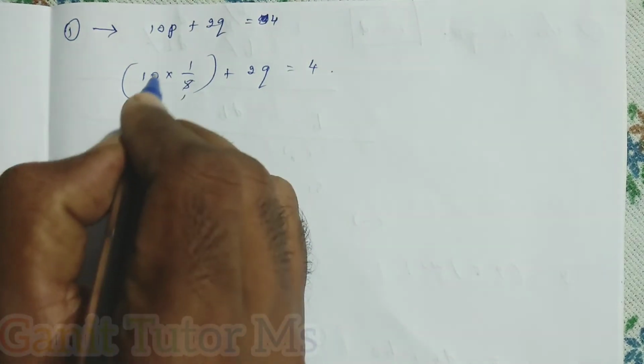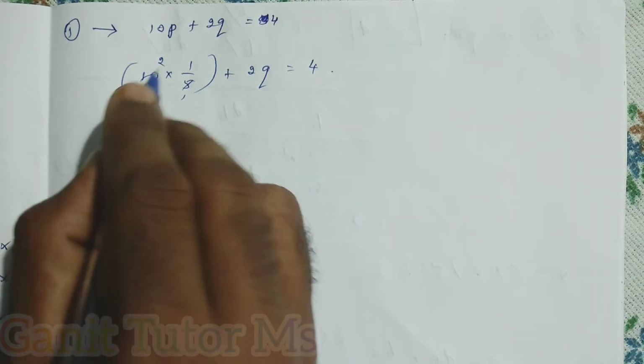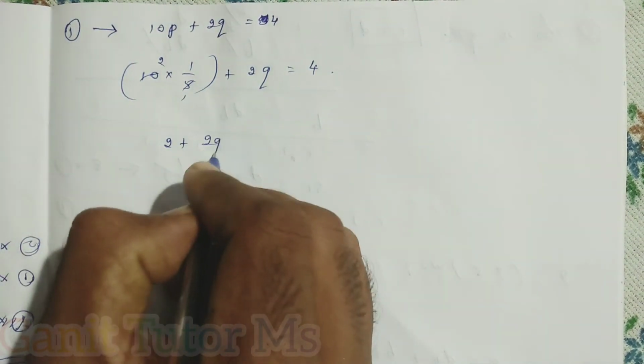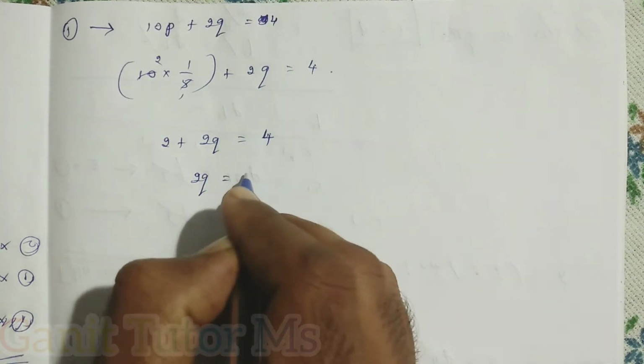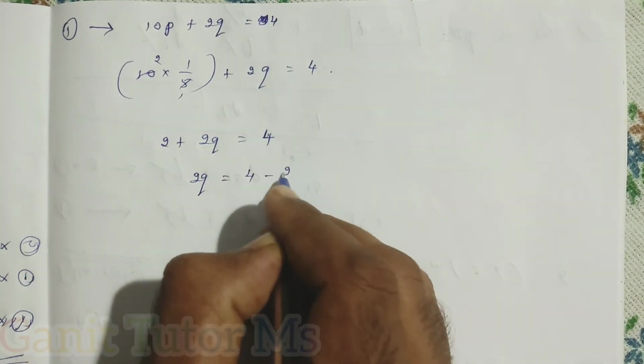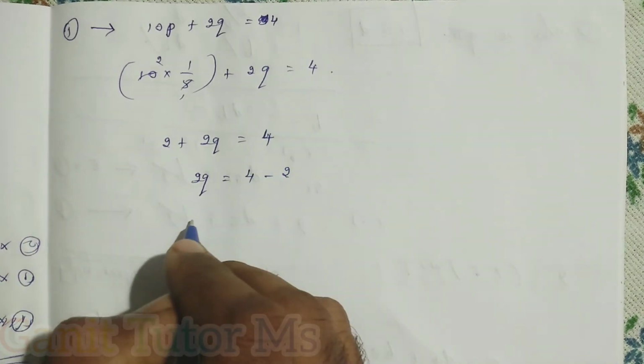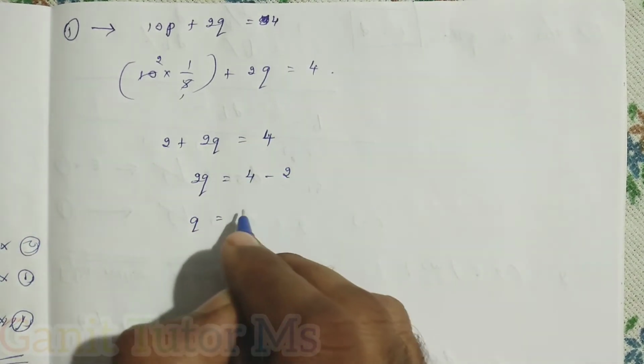So 1 5s are 5, 2 5s are 10. Now 1 is a 2. So 2 plus 2q equal to 4. Next, 2q is equal to 4 minus 2. This 2 will go to the other side as minus 2. So q is equal to 4 minus 2, it became a 2.